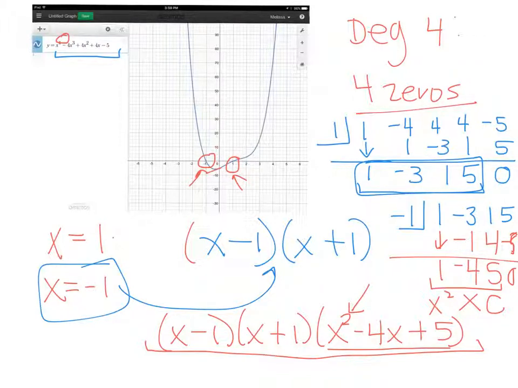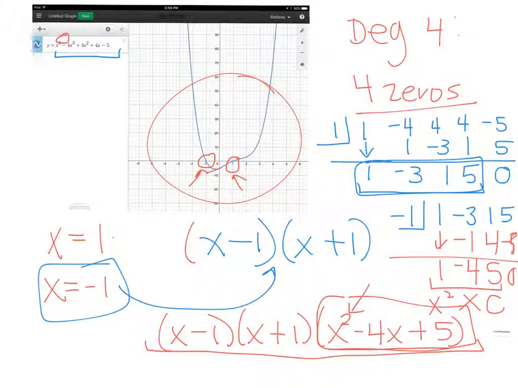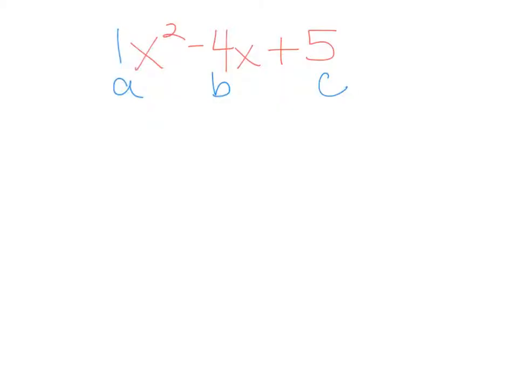Now, I cannot graph this to find its zeros, because otherwise, if it had real zeros, those zeros would have shown up on the graph up here. So the solutions to this are imaginary, and the way I'm going to find them is by using the quadratic formula. We're going to find the solutions to this quadratic that's not factorable, because there are no two numbers that multiply to be 5 and add to be negative 4.